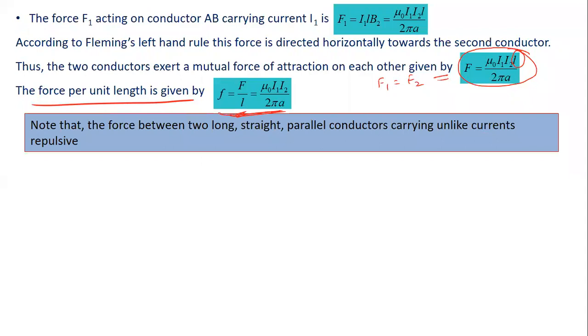Note that the force between two long straight parallel conductors for unlike currents is repulsive. I told you that if the currents are in the same direction, the force is attractive. But if we consider the currents in opposite directions, this is I1 and this is I2, then the force between these two conductors is a repulsive force. That you remember.